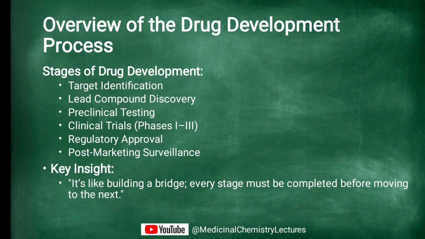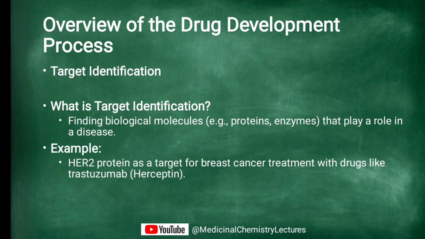Stages of drug development: target identification, lead compound discovery, preclinical testing, clinical trials, phases 1 through 3, regulatory approval and post-marketing surveillance. Think of it as building a bridge. Every stage must be solid before moving to the next. Every single step matters.